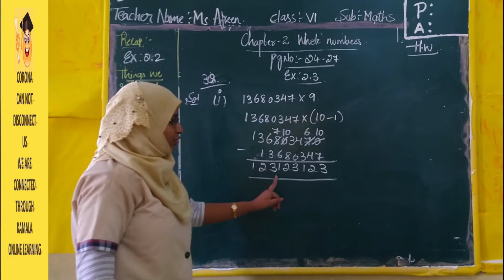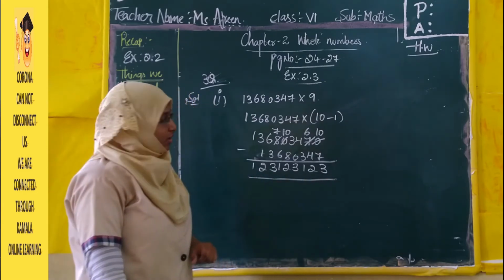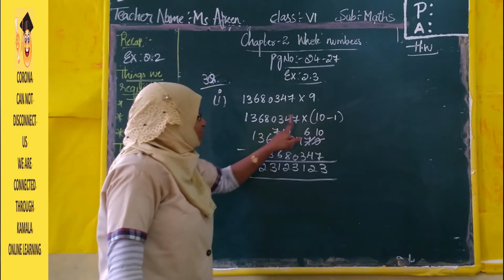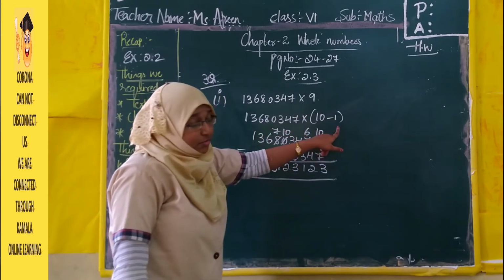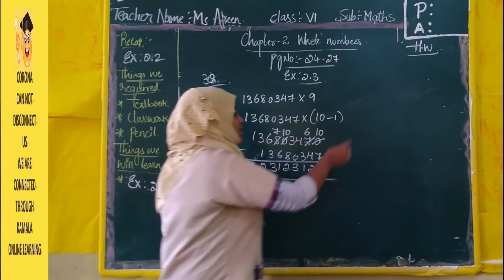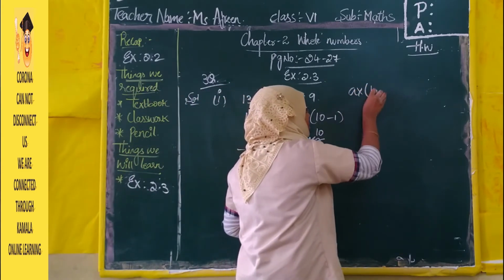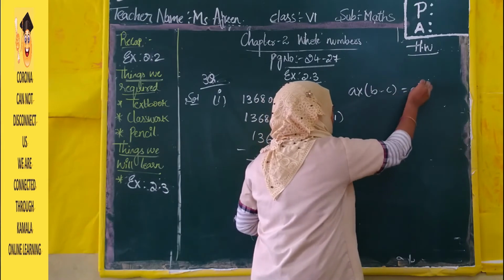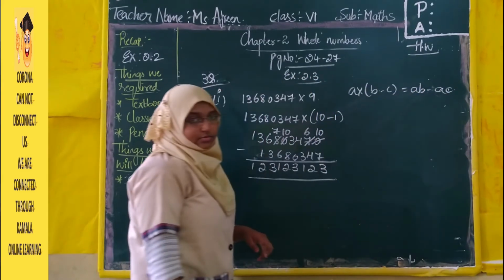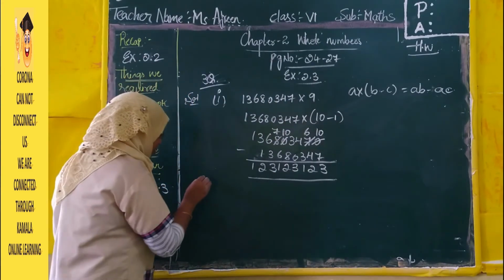See what is the pattern? 1, 2, 3, 1, 2, 3, 1, 2, 3. So what we have done, simply into 9 means 10 minus 1. We have multiplied this with 10. Again same number with 1. Nothing but our distributive property. A into B minus C, AB minus AC. Right? The same way we will do the next one.